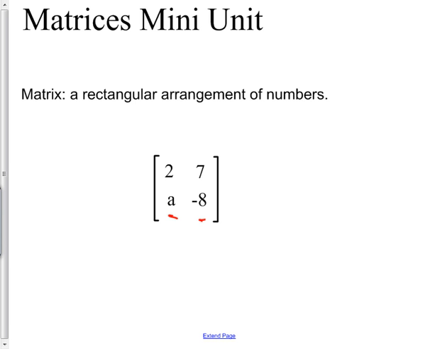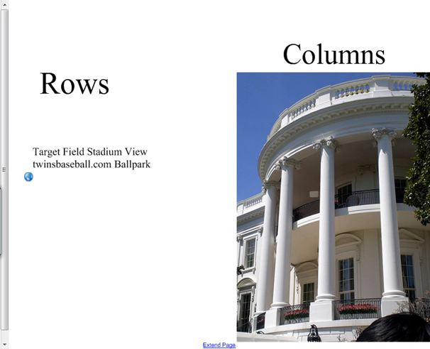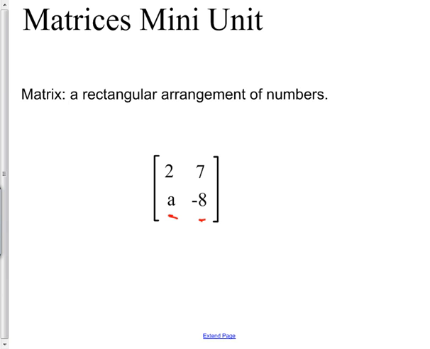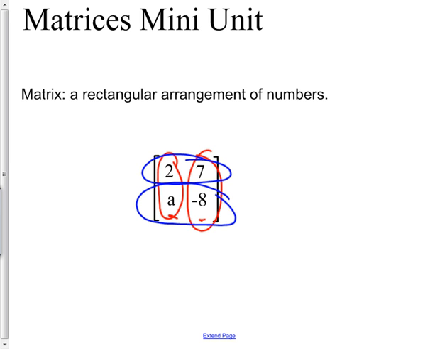And so matrices have columns and rows, and a column is like the column on a building. It's what holds it up. So in this matrix, we have two columns. Those are our columns, kind of like on a building. And then the horizontal numbers, those are our rows. Kind of like if you go to a Twins game, there are the rows.